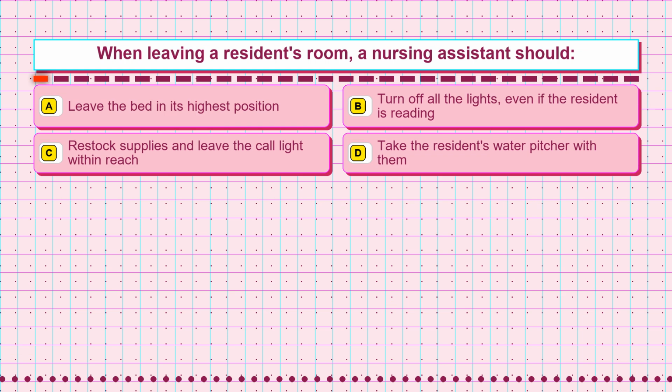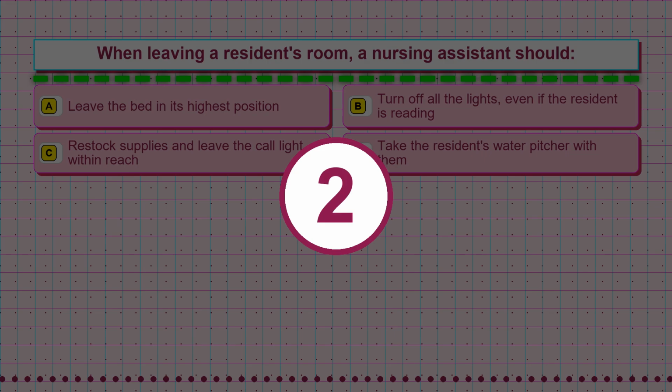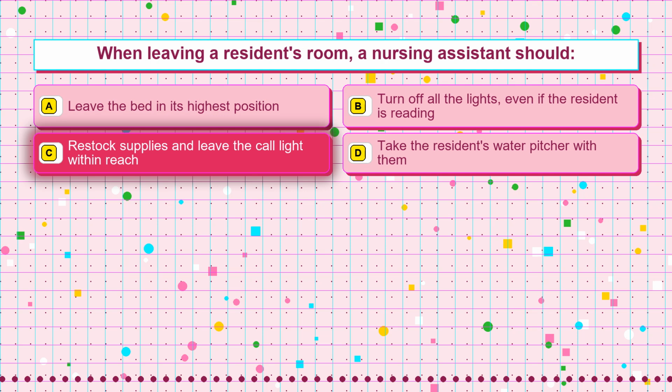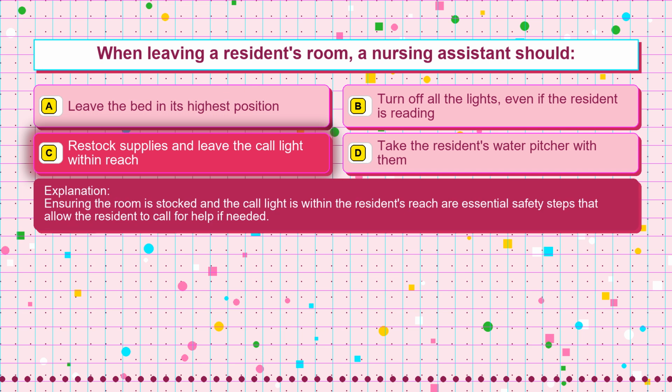Question 2. When leaving a resident's room, a nursing assistant should: Option A, leave the bed in its highest position. Option B, turn off all the lights, even if the resident is reading. Option C, restock supplies and leave the call light within reach. Option D, take the resident's water pitcher with them. The correct answer is option C, restock supplies and leave the call light within reach. Ensuring the room is stocked and the call light is within the resident's reach are essential safety steps that allow the resident to call for help if needed.